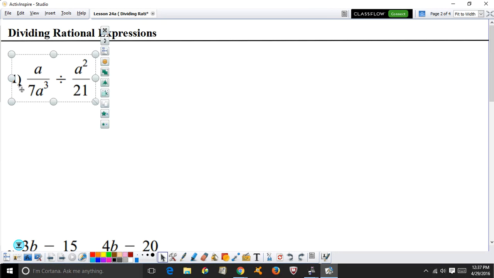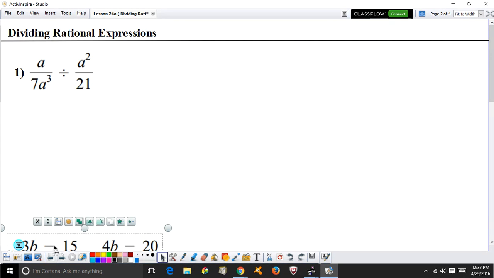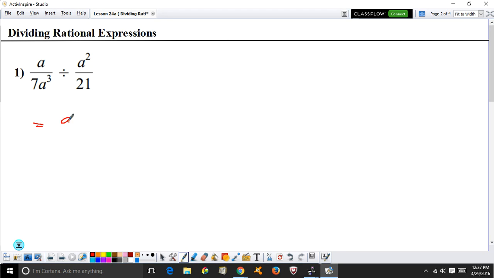They're asking us to divide the following expressions. So we're not multiplying, we're dividing. Like it said, to divide by a fraction is the same as to multiply by the reciprocal. So let's apply that idea. We get the first expression, a to the 7 over 8 to the third, and instead of divide, we multiply by the reciprocal of the right, which is 21 over a squared.